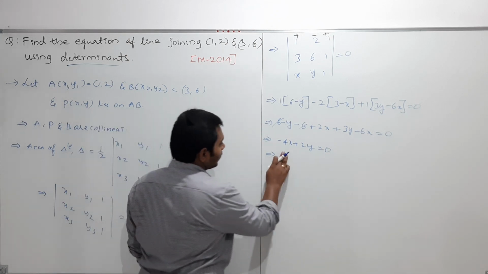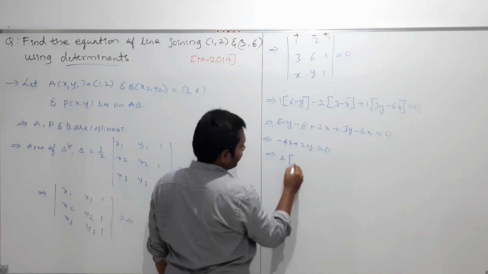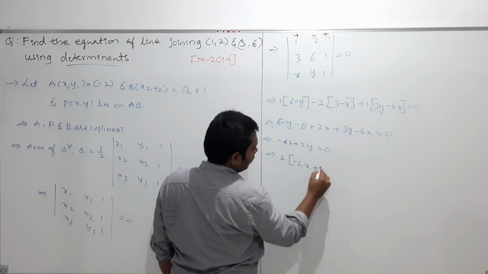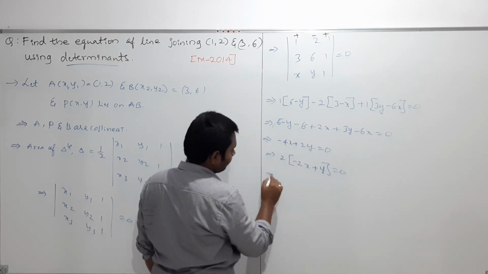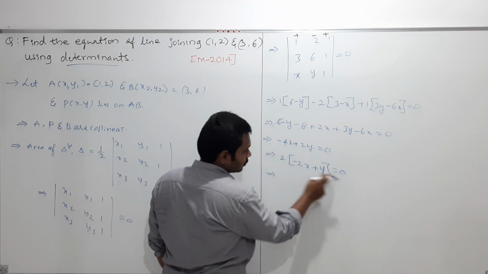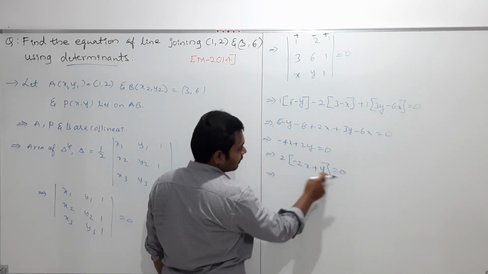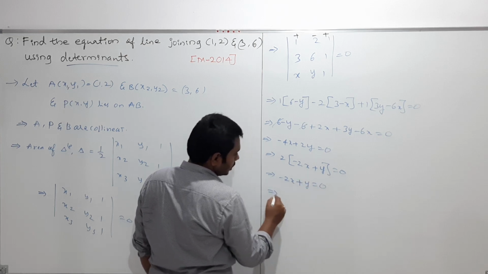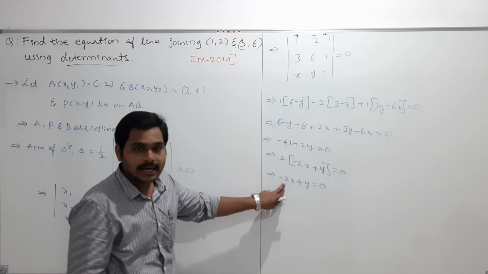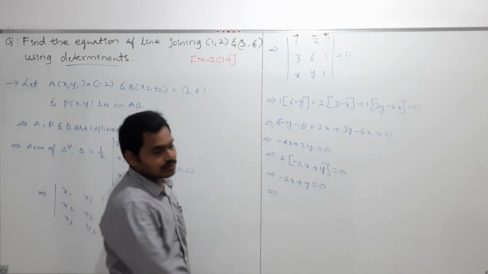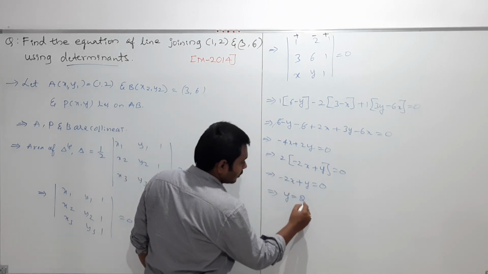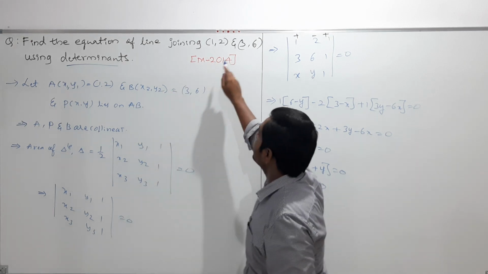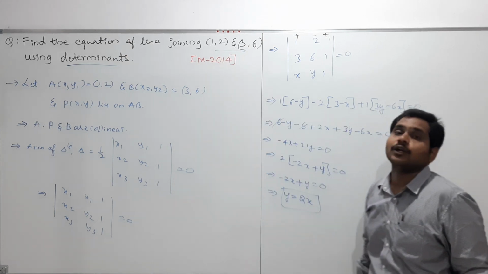Clear? And now you can take 2 common from this. If you take 2 common, minus 2x plus y is remaining, so this equals 0. And this implies, if you shift this 2 to the other side, it will go to the denominator, so 0 by 2 is 0. So what is remaining? Only minus 2x plus y equals 0. Now shift this minus 2x to that side, so this becomes y equals 2x. This is your required equation of the line if these 3 points are given to you.